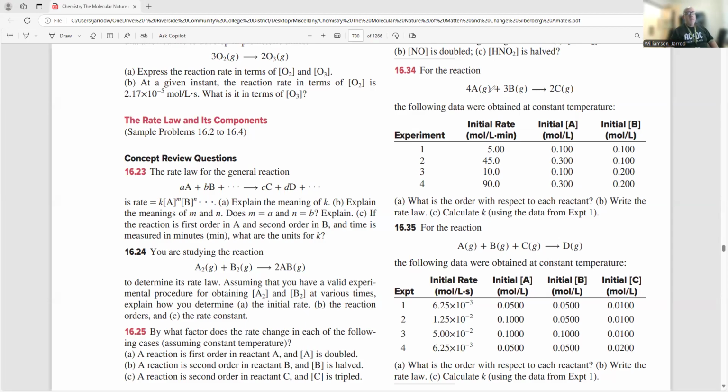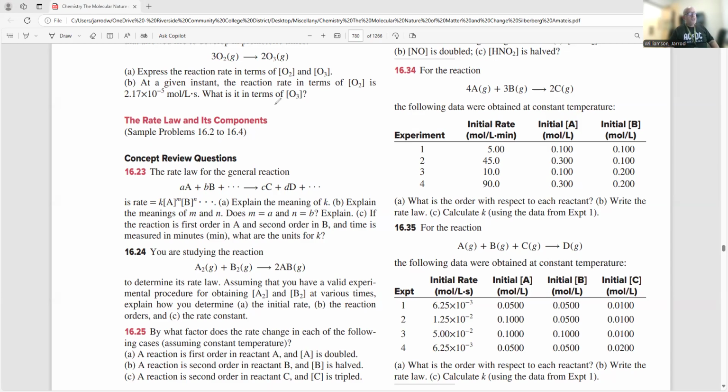And it says we have this reaction 4A plus 3B goes to 2C. And the following data were obtained at constant pressure. And so we have different experiments, different initial rates of reaction, different initial concentrations of A and B. What is the order with respect to each reactant? Write the rate law, calculate K using the data from experiment 1. If you used experiment 2, 3, and 4, you should get the same value of K.